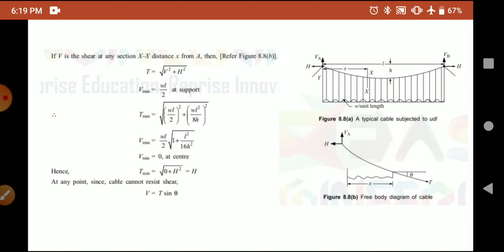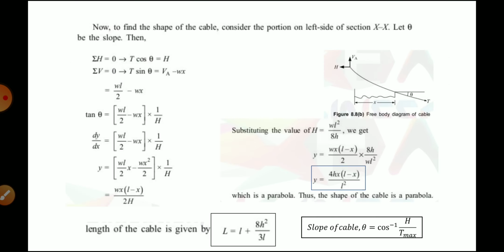Next, we'll see once a load is applied, once a UDL is applied on the cable, what will be the shape of the cable. In case of cable subjected to point load, we had assumed that the cable consists of individual straight line segments in between the supports. Right, that's how we did the analysis of cables subjected to concentrated loads. We treated the length in between the point loads as straight lines. But in case of UDL, what will be the shape of the cable? That is what we are going to find out next.